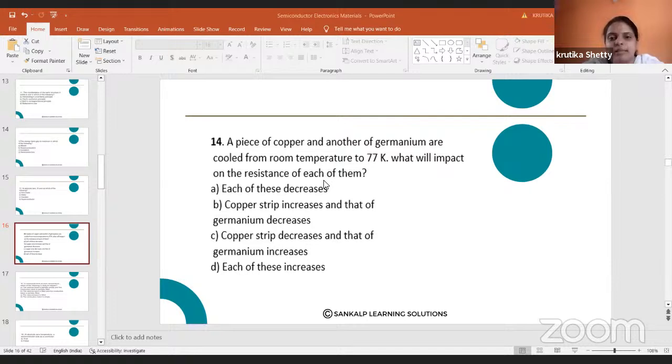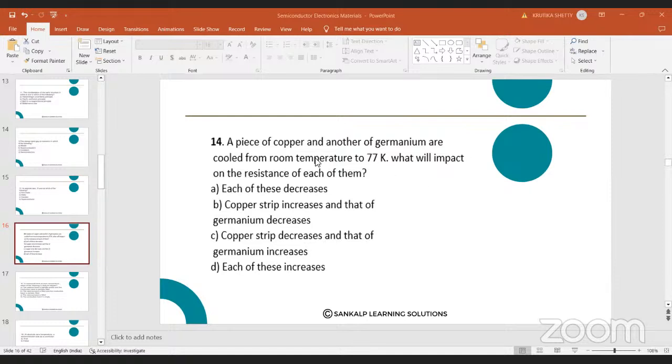Each of these decreases. Copper strip increases and that of germanium decreases. Copper strip decreases and that of germanium increases. Each of these increases. Correct, it is option C. Copper strip decreases and that of germanium increases.